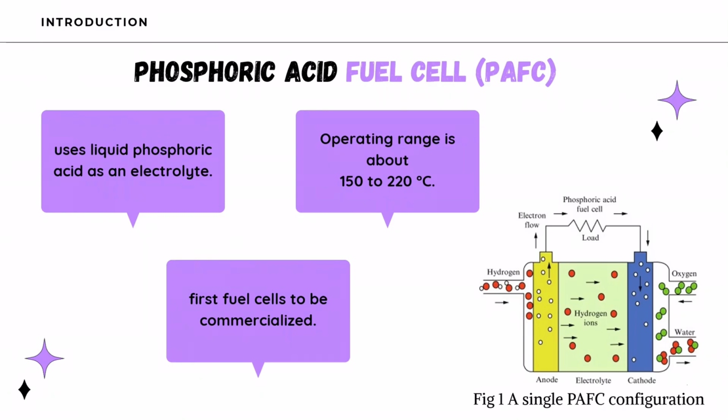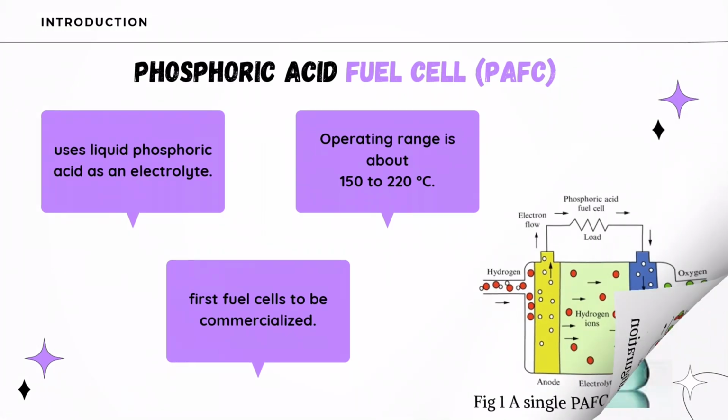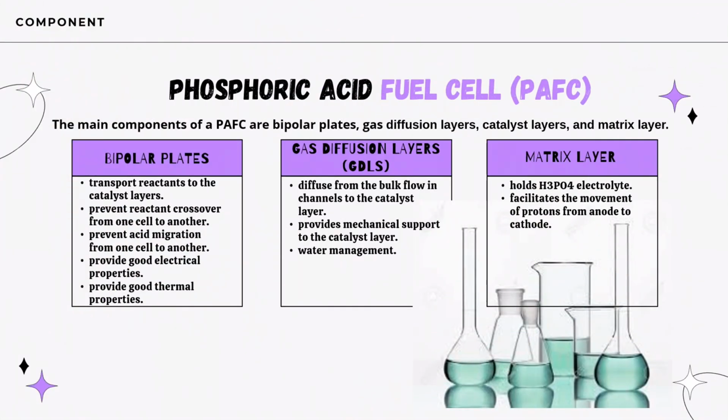This phosphoric acid fuel cell is considered the first generation of modern fuel cells. It is one of the most mature cell types and the first to be used commercially. The operating range is about 150 to 220 degrees Celsius. Next, we see what the components of the phosphoric acid fuel cell are.